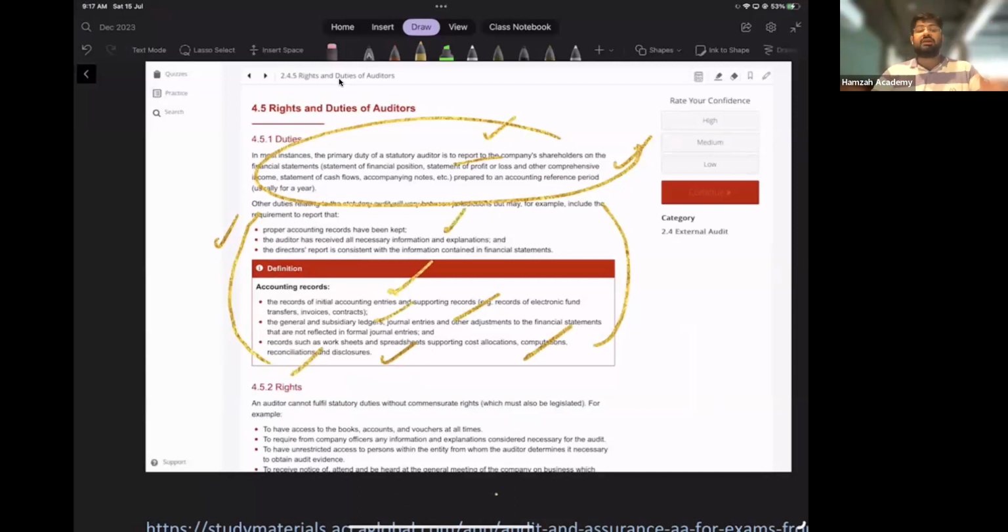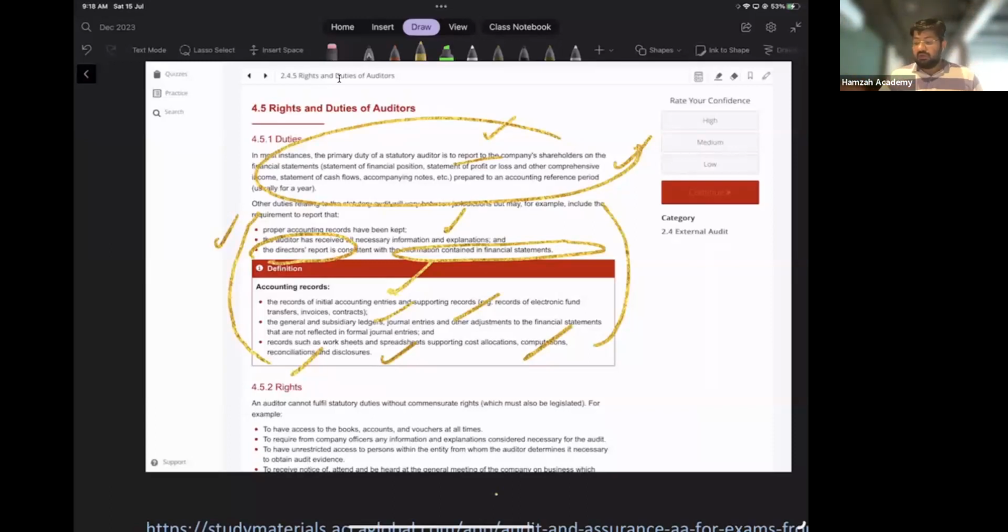An auditor has to obtain all necessary information required for audit. And then, director's report and financial statements. Directors are giving their report on the performance of the company, and the other is the financial statements of the company. They should be consistent with each other. What the directors are saying and what the financial statements are showing, are they telling the same story or something different? So this is the duty of the auditor, to verify all these things.